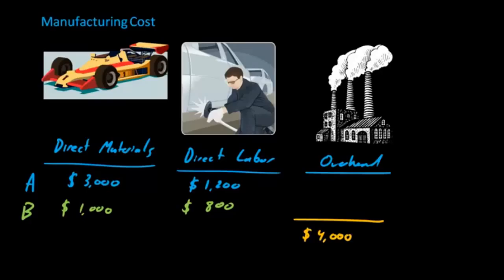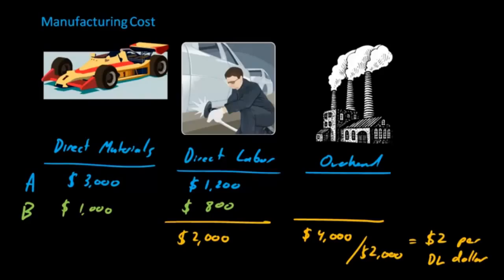As we go through this class, we will go through many different ways of allocating overhead, and you'll see that there are advantages and disadvantages to different allocation methods. But for this example, let's just say that we decide to allocate the overhead based on direct labor, and you could justify that by saying that the more direct labor hours you're spending on the car, the more time the car is spending in the factory, and so the more overhead should be allocated to the car. I mean, you can make that simple justification.